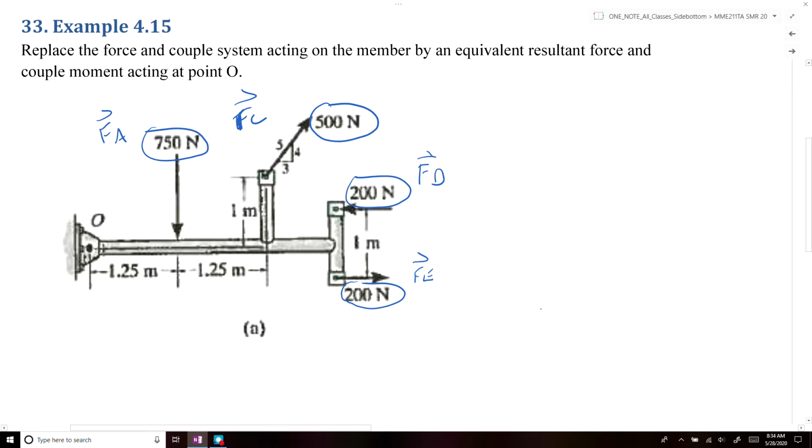Alright. So what we're looking for is we want to determine our resultant force, and we want to determine our resultant moment about point O. Okay. So first things first, we're going to draw our free body diagram.